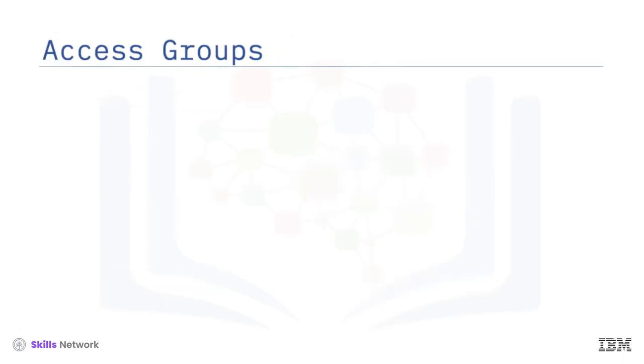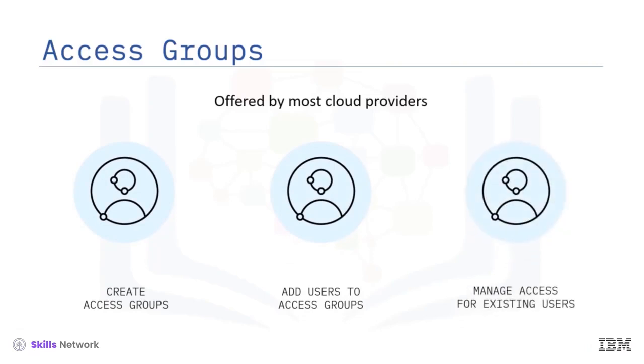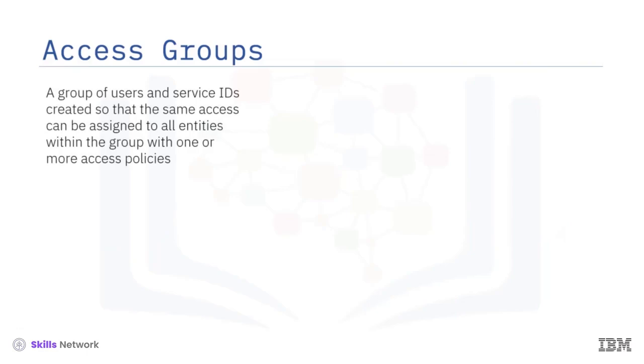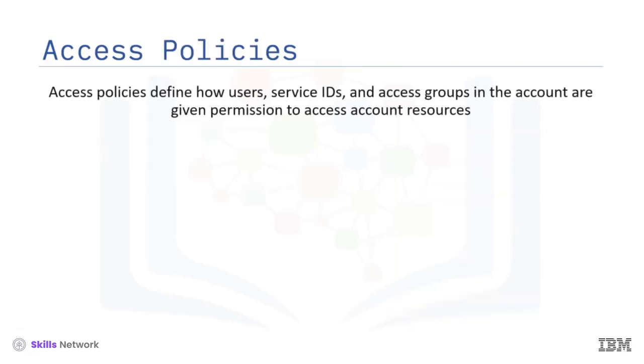Cloud providers offer identity access and management services, typically including the ability to create access groups, add users to access groups, and manage access for existing users. An access group is a group of users and service IDs created so that the same access can be assigned to all entities within the group with one or more access policies. Access policies define how users, service IDs, and access groups in the account are given permission to access account resources.